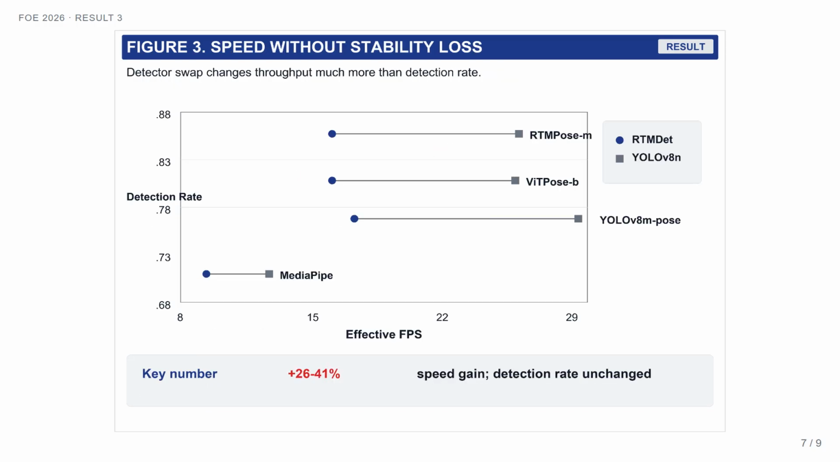The speed result adds a useful point. Each model appears twice: a circle with RTMDet and a square with YOLOv8-nano. When we swap the detector to YOLOv8-nano, every model becomes 26 to 41% faster. Detection rate stays almost the same in our classroom data. So, in this setting, we gain real speed with no accuracy loss.